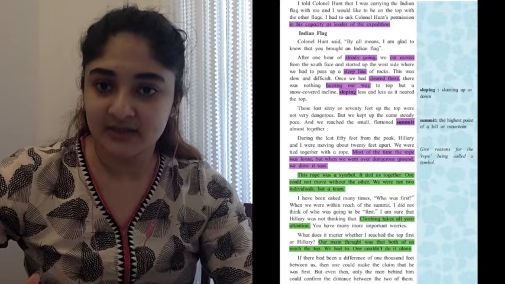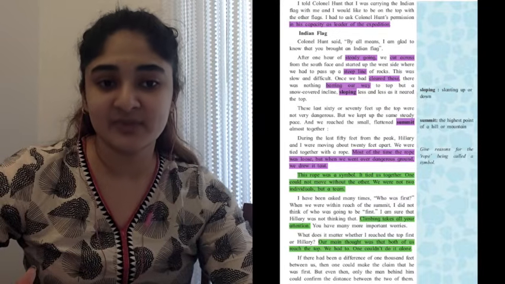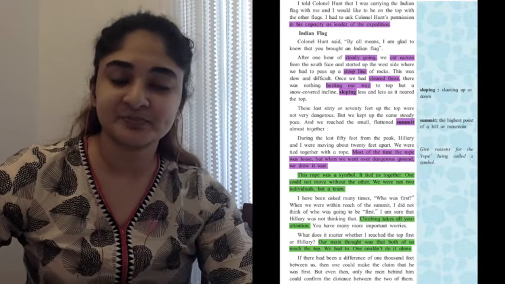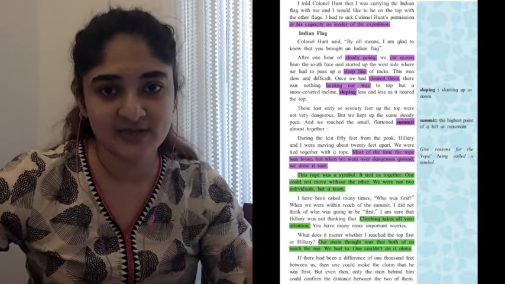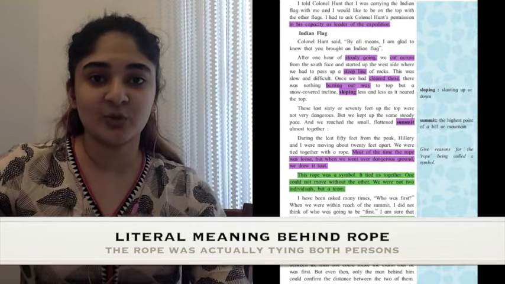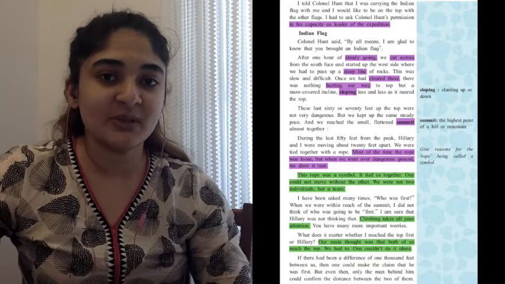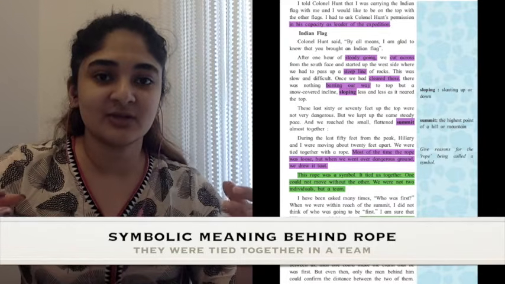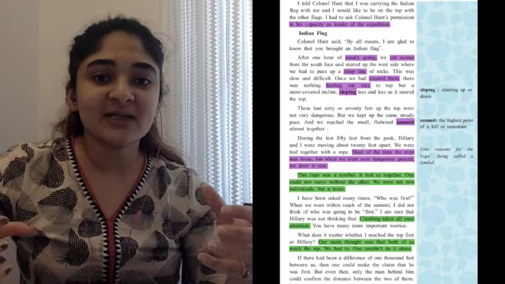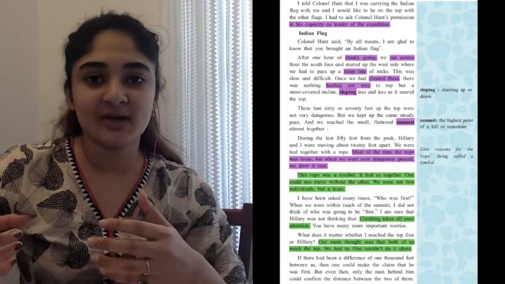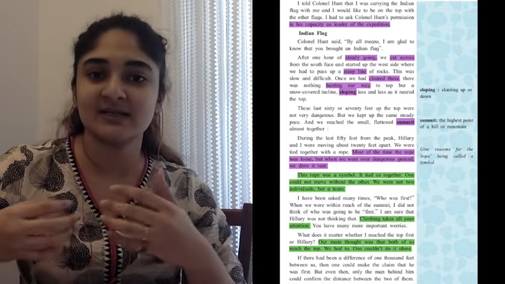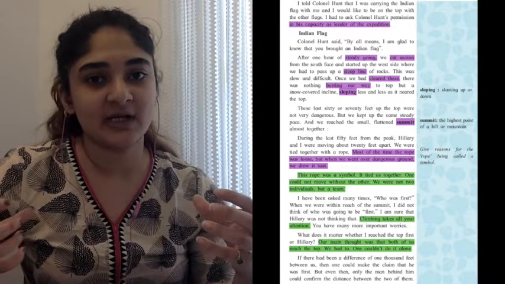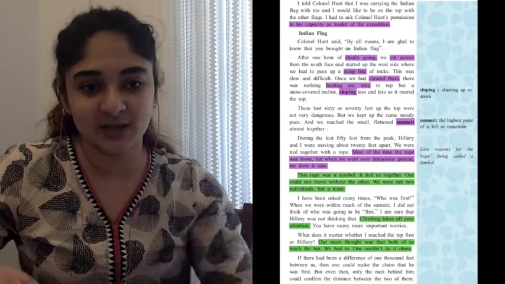This is a very important paragraph in the story now, which reads that this rope was a symbol. It tied us together. One could not move without the other. We were not two individuals but a team. Basically what the author over here is trying to say that literally rope ने दोनों को बांध के रखा था, but that was not the only meaning behind the rope. There was a symbolic meaning also, where the rope that was tying the two mountaineers together was also tying them in a team. इसका मतलब है कि अकेला एक mountaineer, Tenzing या Hillary अकेले ये नहीं कर सकते थे. Just as the rope had tied them together literally, symbolically also they were tied together because neither one could finish the task alone.